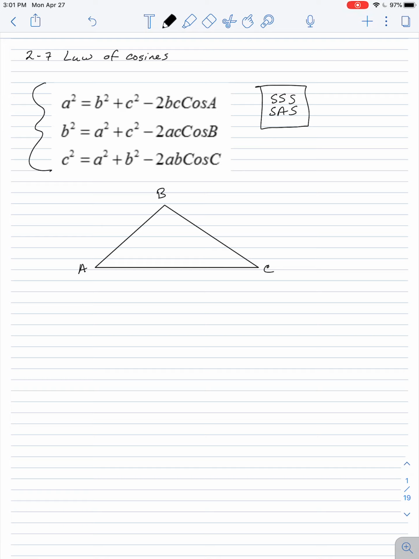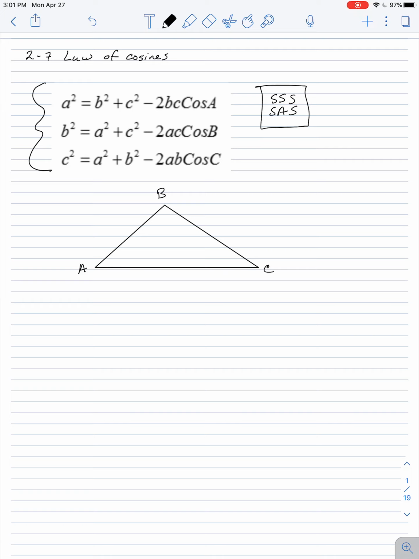So, these are your formulas right here. These formulas will be given to you on the exam along with the law of sines, so you do not need to memorize these. If you need to look at them, you can just Google law of cosines and they'll come up in your images.